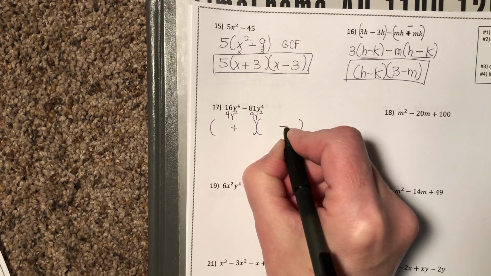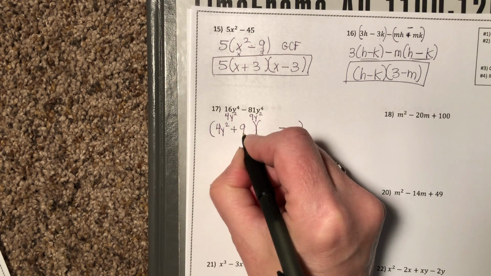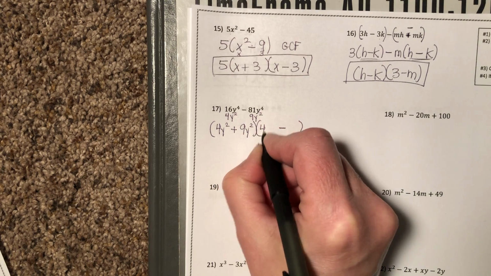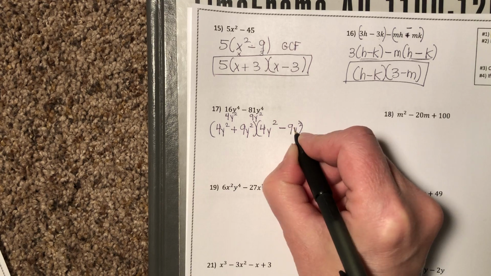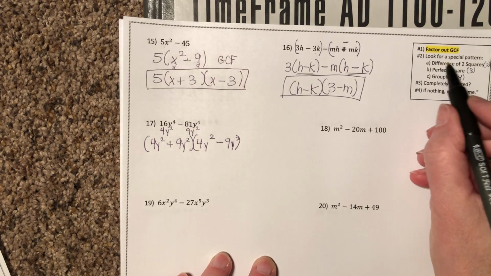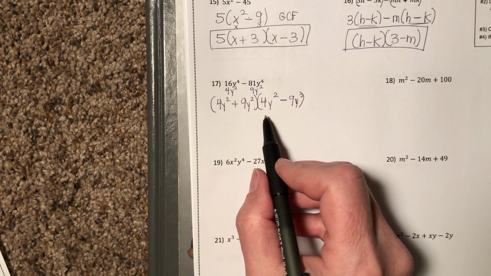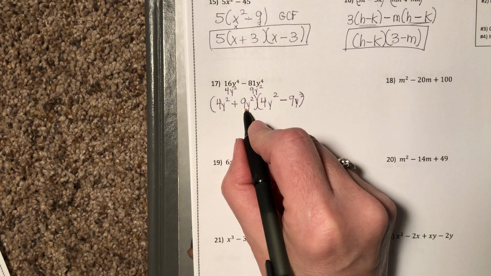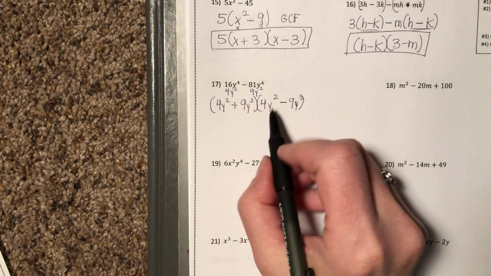One's plus, one's minus. 4y squared plus 9y squared, 4y squared minus 9y squared. Okay, so now we've done step 2. Step 3 says completely factored. That means you got to check to make sure you can't do anything else. This is the sum of two squares because of plus. That's not a pattern, so that's done.